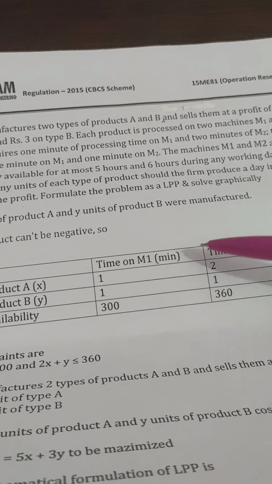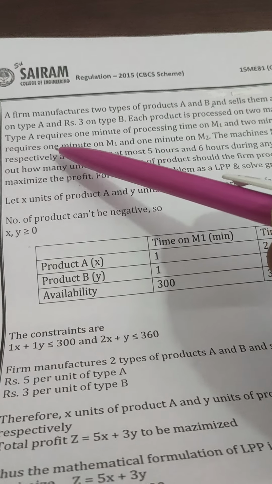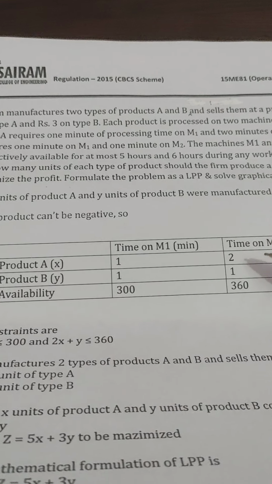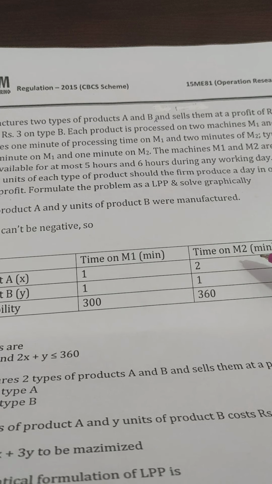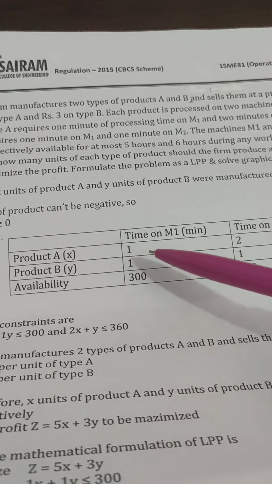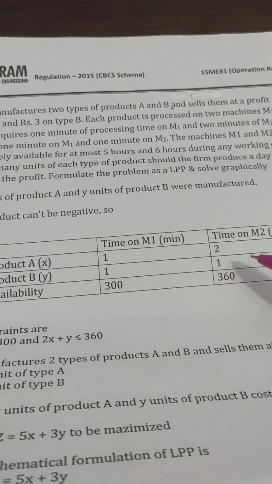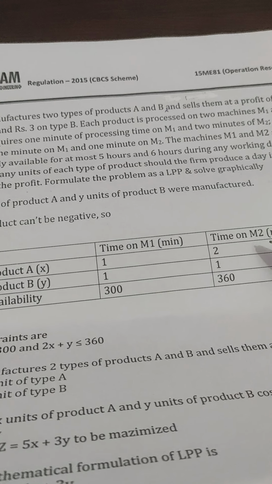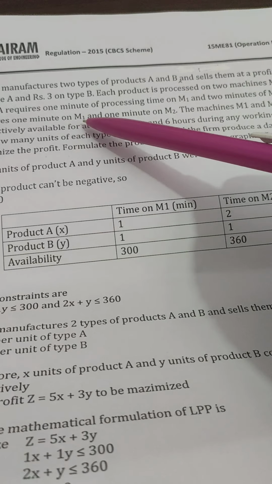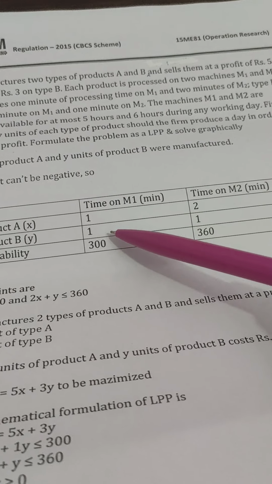The two products A and B are processed on the two machines M1 and M2, and the condition given is that the type A product requires 1 minute of processing time on machine 1 and 2 minutes on machine 2. That given constraint is tabulated here. So 1 unit of product A requires 1 minute on machine 1 and 2 minutes on machine 2, and the type B product requires 1 minute on machine 1 and 1 minute on machine 2. That is tabulated here.